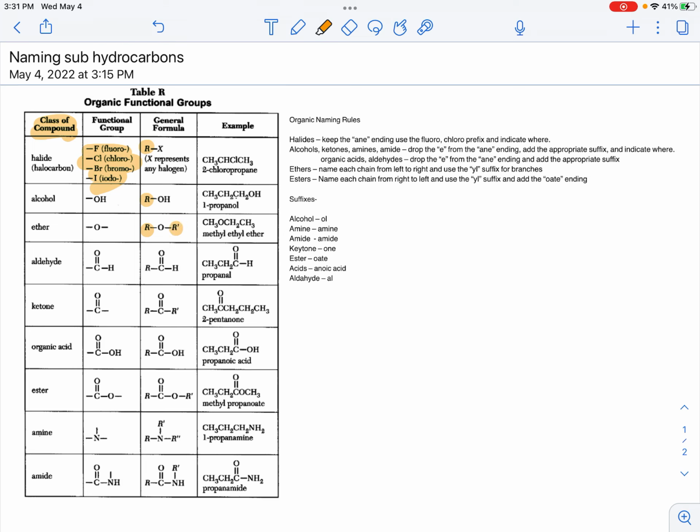Maybe you're noticing R prime as well. That means that the two numbers would be different. So maybe on this side, you would see 3 carbons. On this side, you would see 4 carbons. But as long as they have the O in between, that's considered an ether, okay?